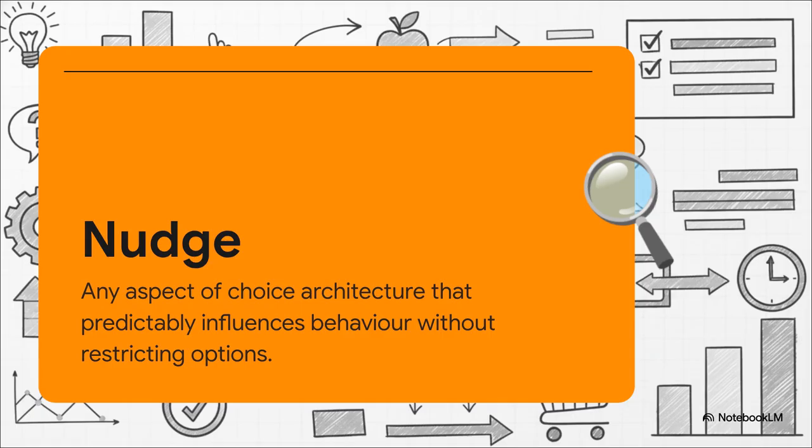And the fundamental rule you need to remember? There is absolutely no such thing as a neutral architecture. None. An unconsidered design is still a design. It's just a poorly planned one.